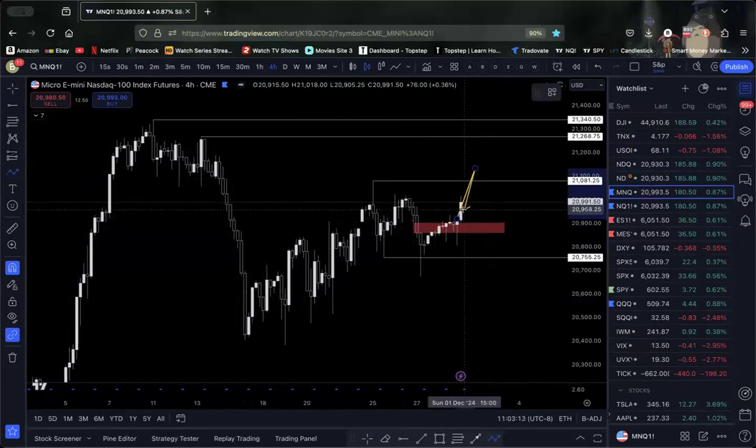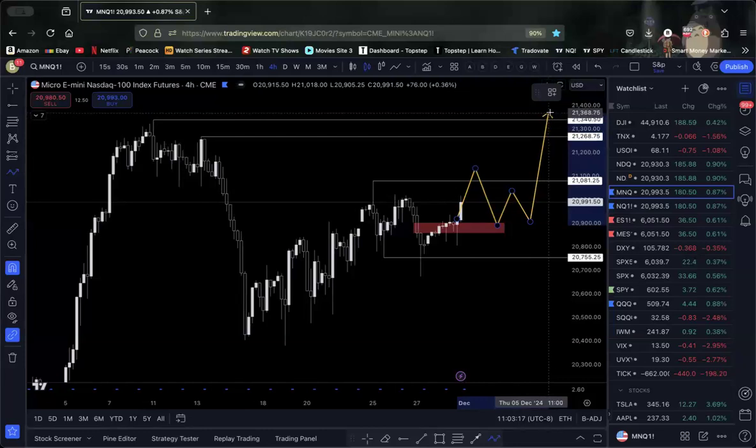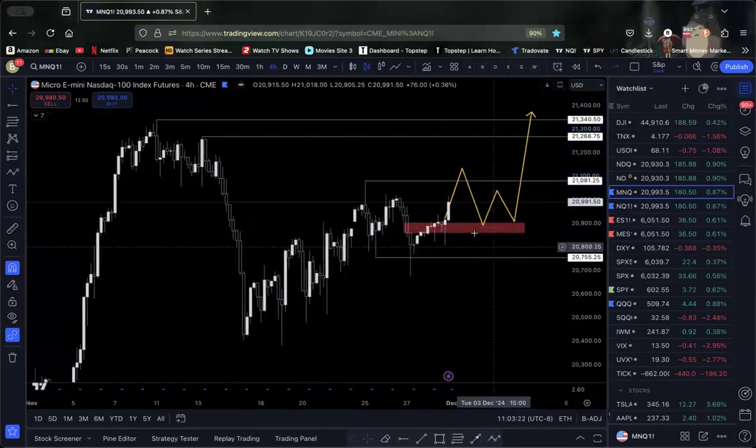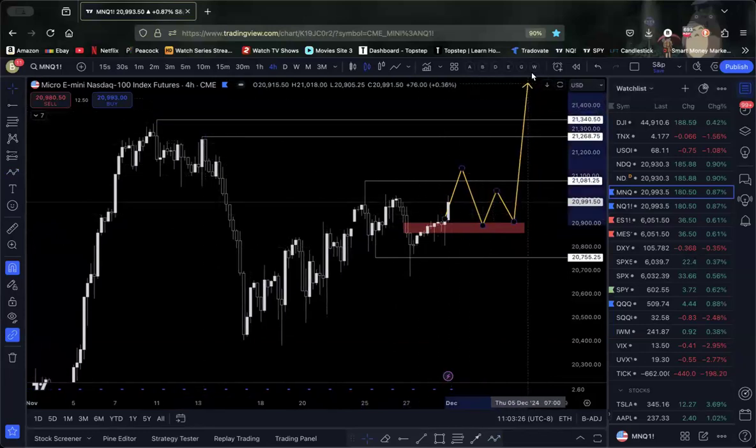We can use this fair value gap or this inverse fair value gap to take us to our target. Okay, so we just keep using support until we take our targets out. After this, we could just continue to rip all the way to the end of the year.